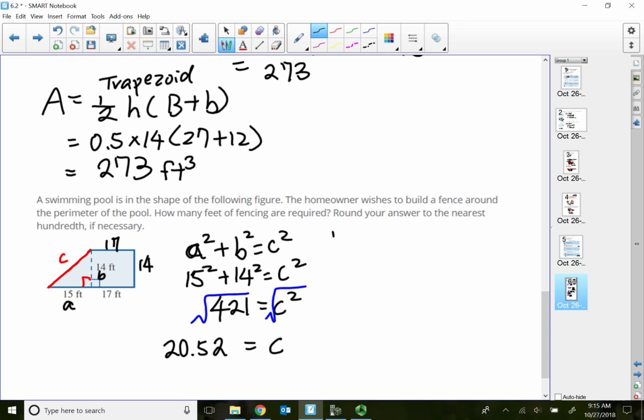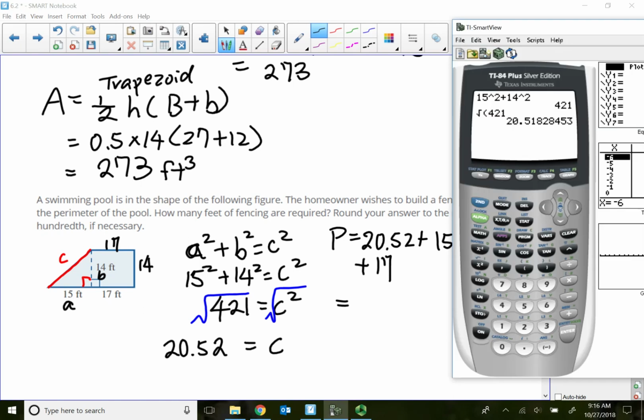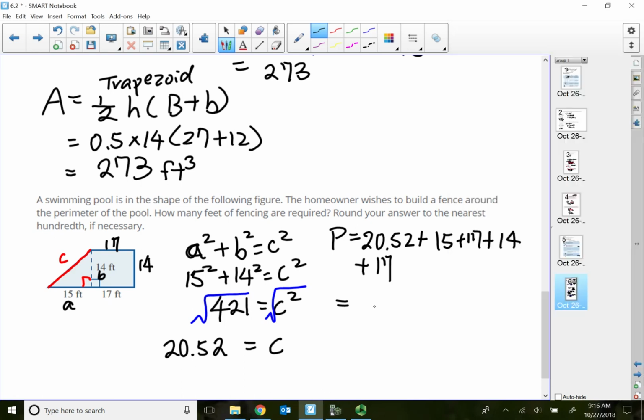So now the entire perimeter will be 20.52 plus the 15, the 17, which is 32, plus the 14 going up, and plus the 17 coming back across. All right, so let's see how many feet of fencing we need. So 20.52 plus 15, 17, 14, and the 17 again. All right, my perimeter is 83.52 feet.